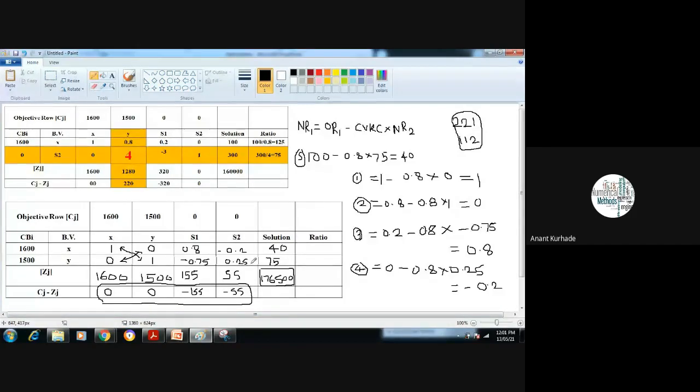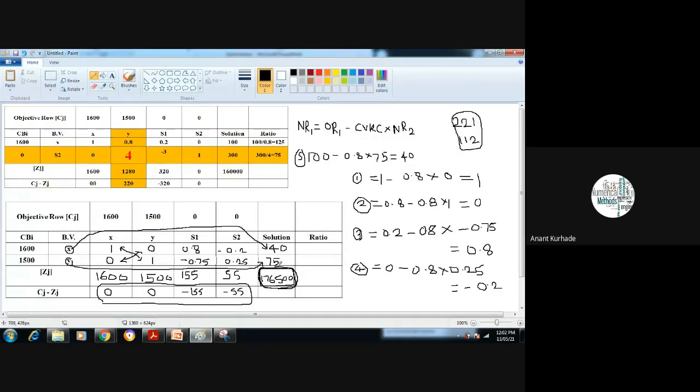So what will be your answer? This is again an important task. See, here x and here y. So this value of x is 40 and the value of y is 75. And when you put these values in the objective function, that means we have already done this, 40 into 1600 plus 75 into 1500, you have this answer.